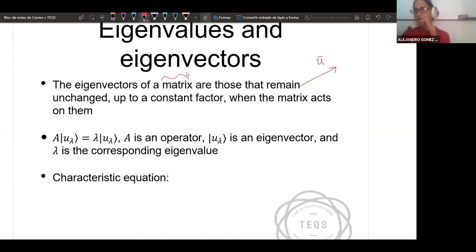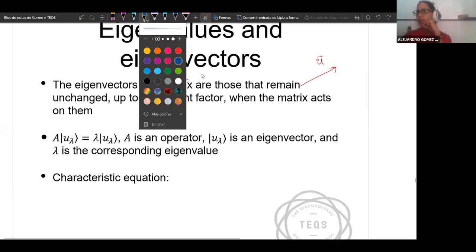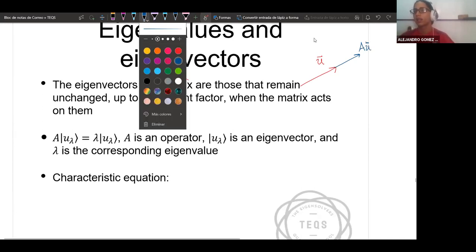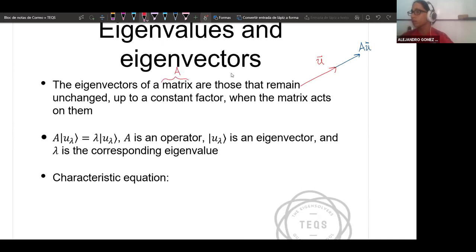And let's say this matrix is A. And if we see what the action of A over the vector U would look like in the drawing, it will be something like this. It's gonna be A U. And if this happens, then we say that U is an eigenvector.